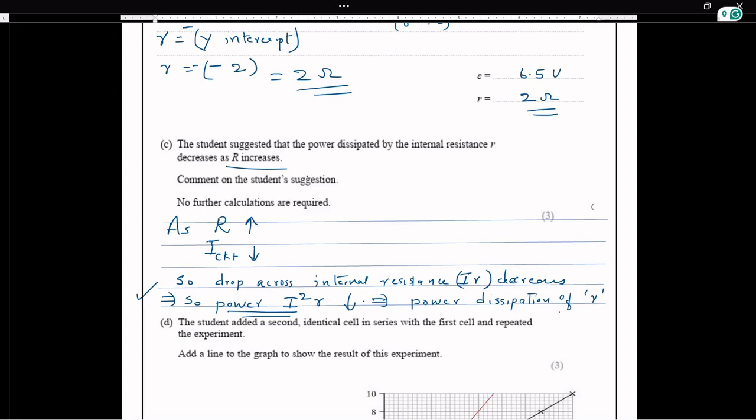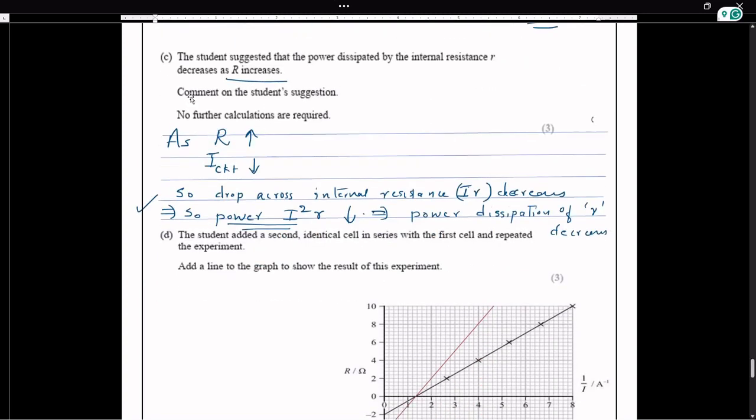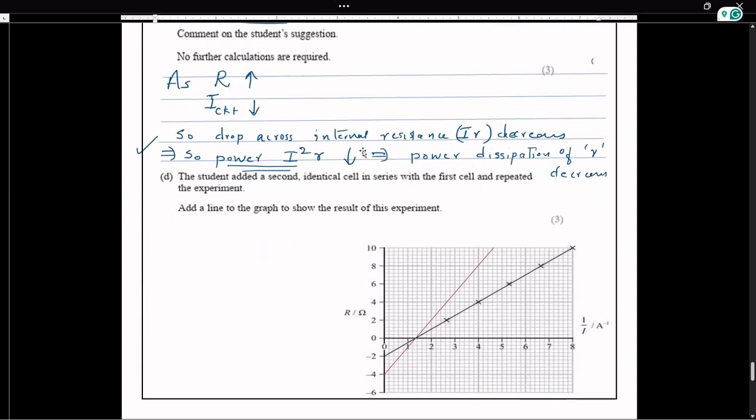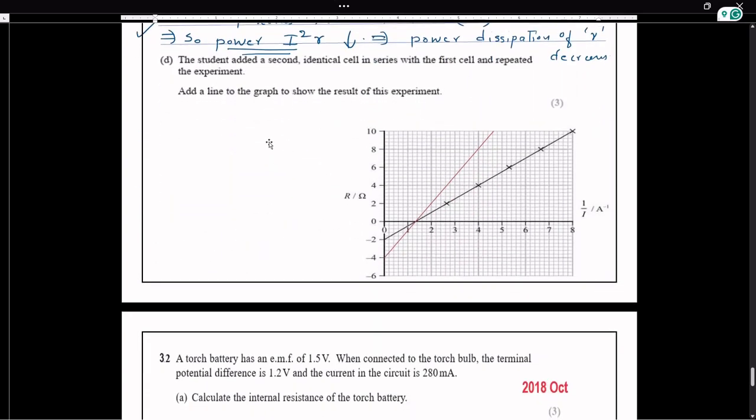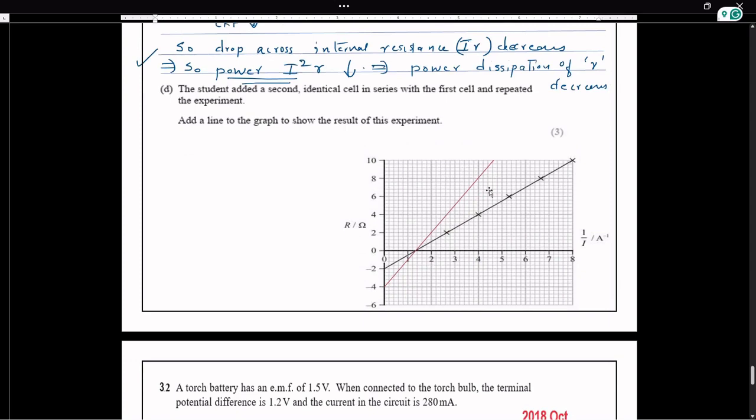R decreases. Current decreases, so R also, power dissipation decreases. Now the next part of the question is to make our explanation easier. I have just copied the answer here. Already I have written the answer here.